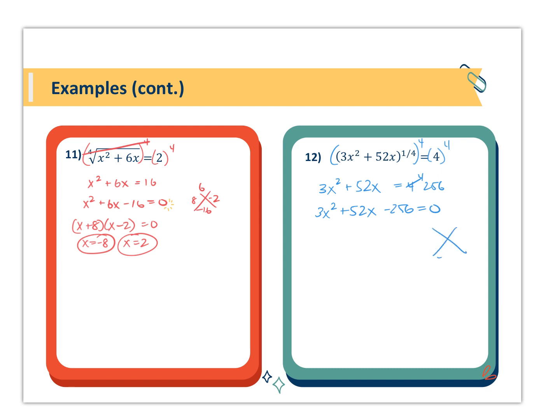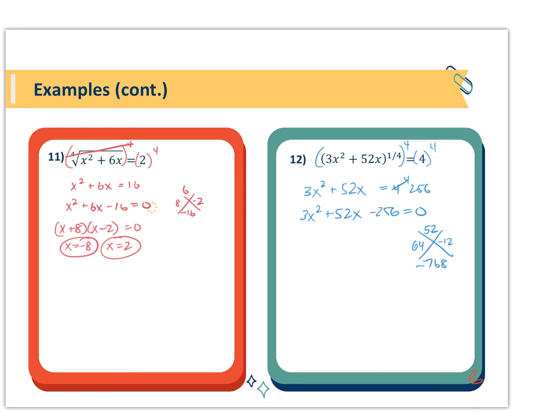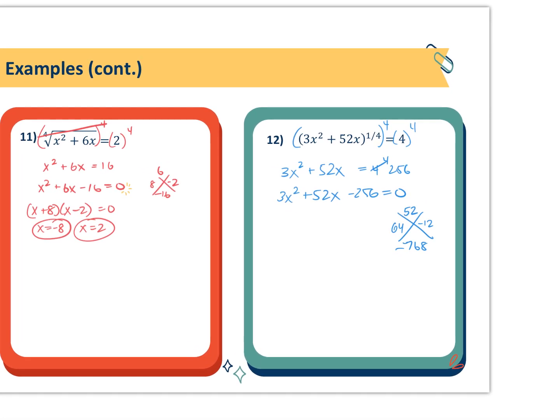I've got to have a product of negative 768 and a sum of 52. So this is going to end up being positive 64 and a negative 12. Crazy factors, much more difficult than it needs to be. The first term stays the same. The middle term is going to change to 64x and minus 12x minus 256.